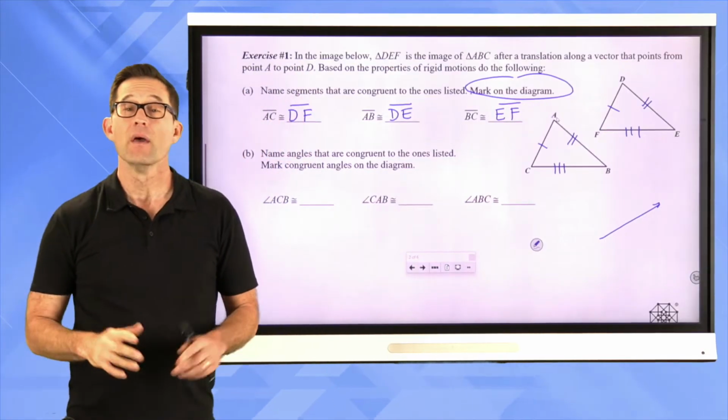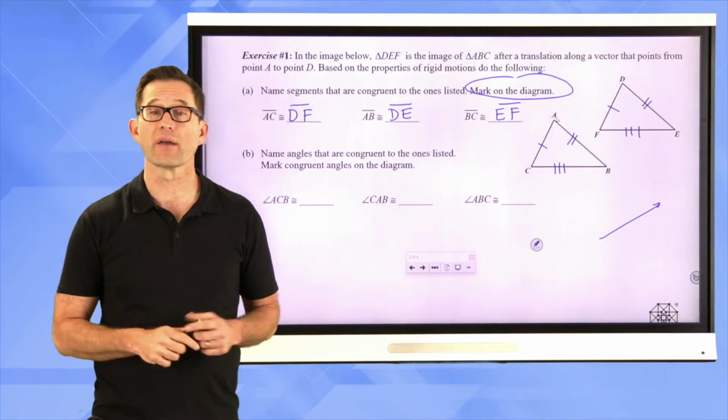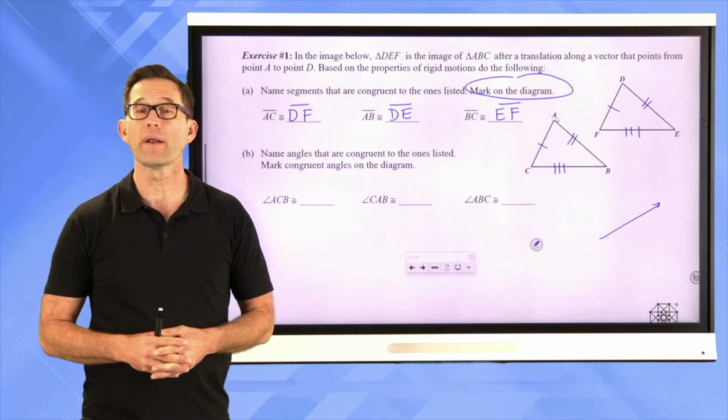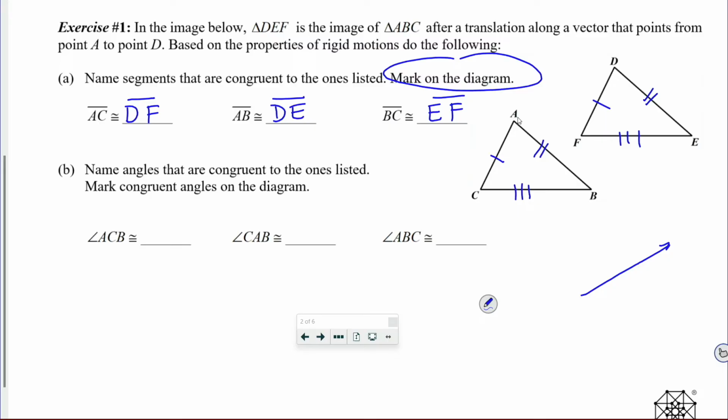All right. Now, not only do rigid motions preserve length, but they also preserve angle measure. So, letter B, name angles that are congruent to the ones listed, mark congruent angles on the diagram. Awesome. So, why don't you write down what angles are congruent to each of these three?